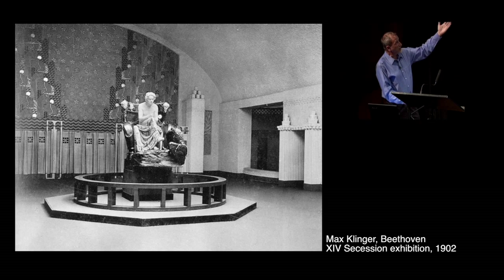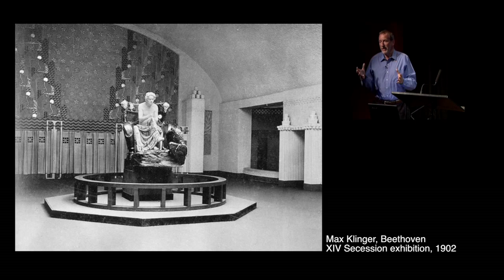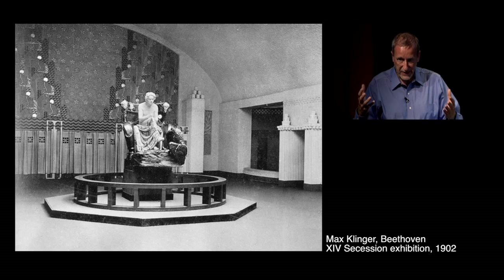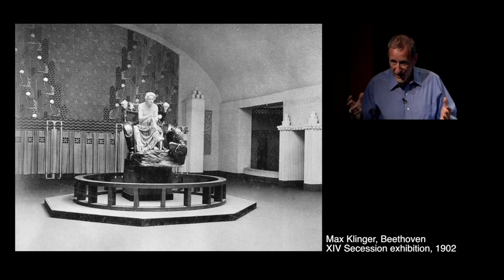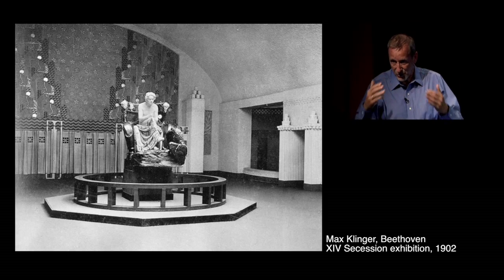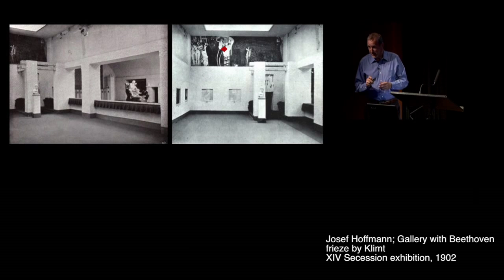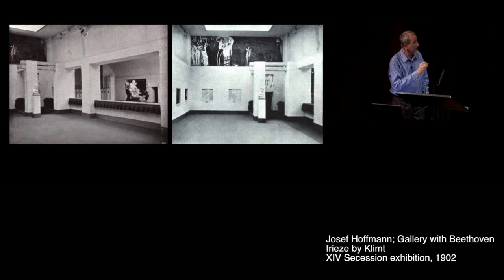So this exhibition is being designed around the Beethoven statue by Klinger that was just finished. And Beethoven was somehow celebrated at the time as the suffering artist for humanity, to save humanity. In a way, it's also the topic of the arts and crafts movement, that you save the world through artistic expression. And Klimt designed for that exhibition his Beethoven Frieze in a room that Hoffmann designed for it.